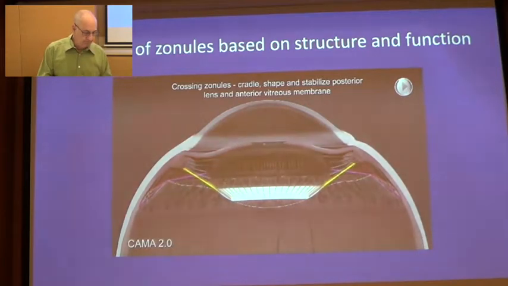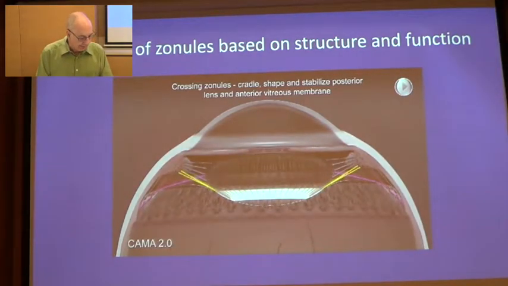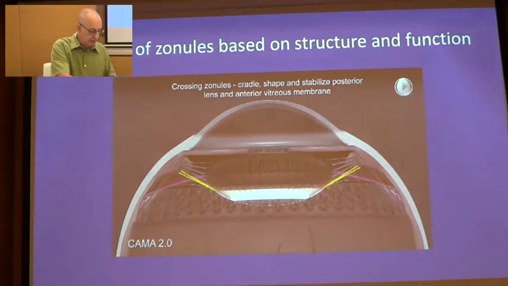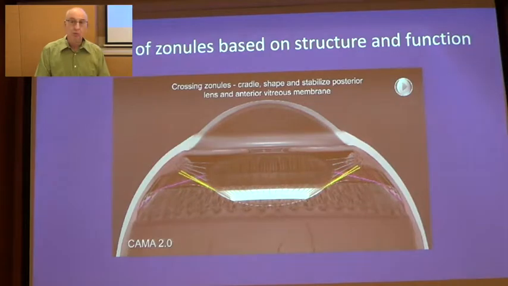And this creates a neurologic feedback loop to enable fine focus. We also know that the anterior zonule moves forward with age and with the thickening of the lens. The second division of the zonules, which is the crossing zonules, which along with the Weiger ligament cradle, shape, and stabilize the lens.